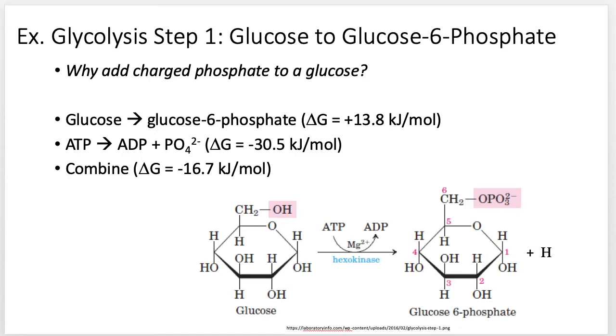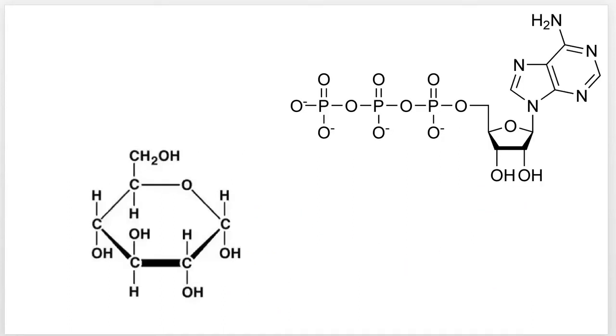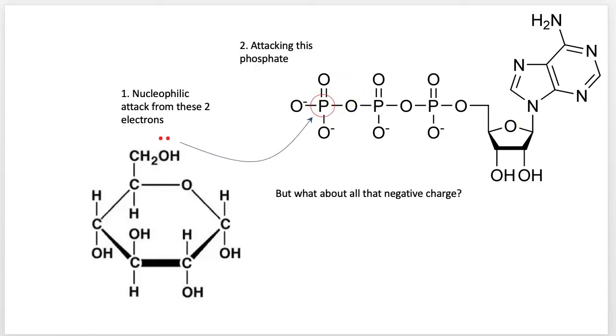Now we need to talk about why I mentioned earlier that you need magnesium in the active site. Recall, this is biochemistry, so we've talked about enzymes and protein structure, and the active site structure is really, really important. So here's our ATP, and there's our glucose, and we need to take this phosphate and stick it on there. So what are we going to do? Well, we're going to have a nucleophilic attack. We're going to use these electrons to attack this phosphate. But look at all those oxygens with all those extra electrons. All that giant negative charge is going to repel these electrons.